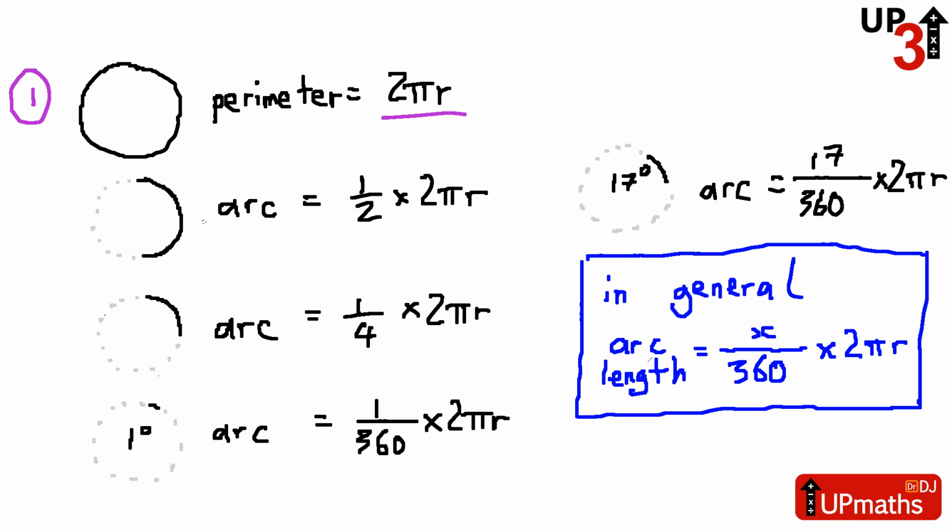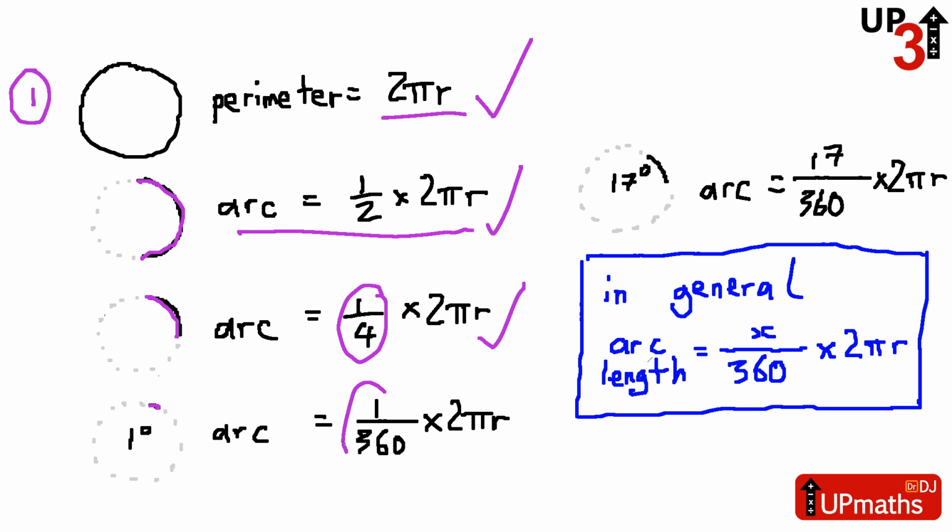Next thing, what if we just want this arc, which is just half of a circle? Well, then the arc length must be a half times 2 pi r, obviously. What about this one? Well, that's just a quarter, yeah? Obviously, so this all makes sense so far. What if it's just 1 degree? Oh, well then it's obviously just like 1/360th, because there's 360 degrees in a circle.